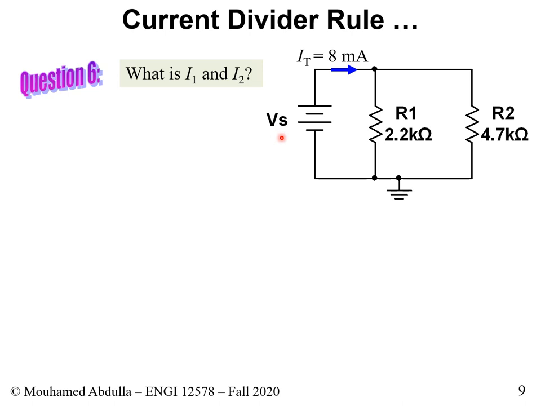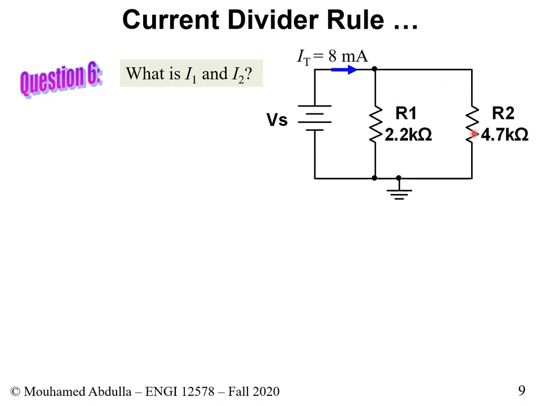Sometimes we give you the value for the voltage, but here we didn't. We gave you IS, or if you will, I total, the current that flows out of the source. We're told that this current is 8 milliamps. So knowing that the main current from the source is 8 milliamps, we're wondering what is the current that is split for resistor 1, and what is the current that is split for resistor 2.